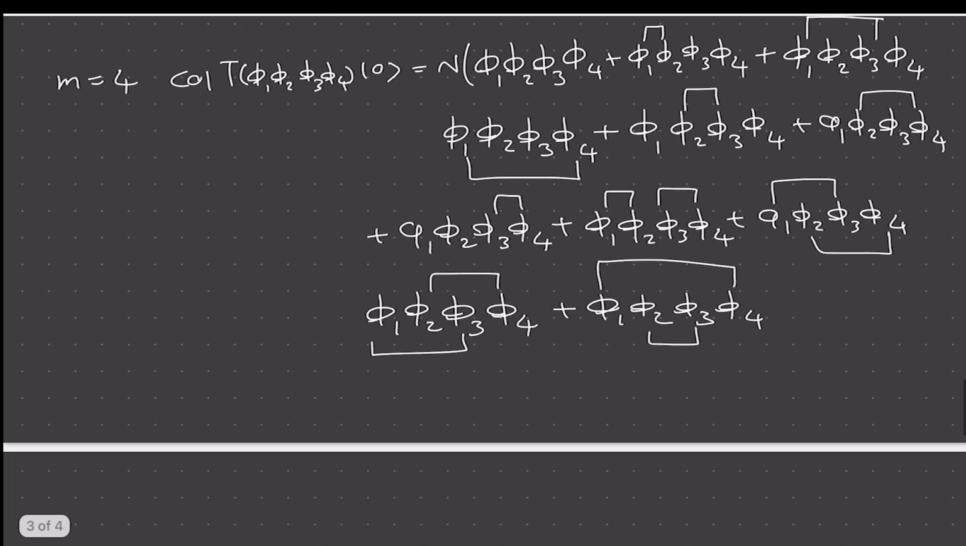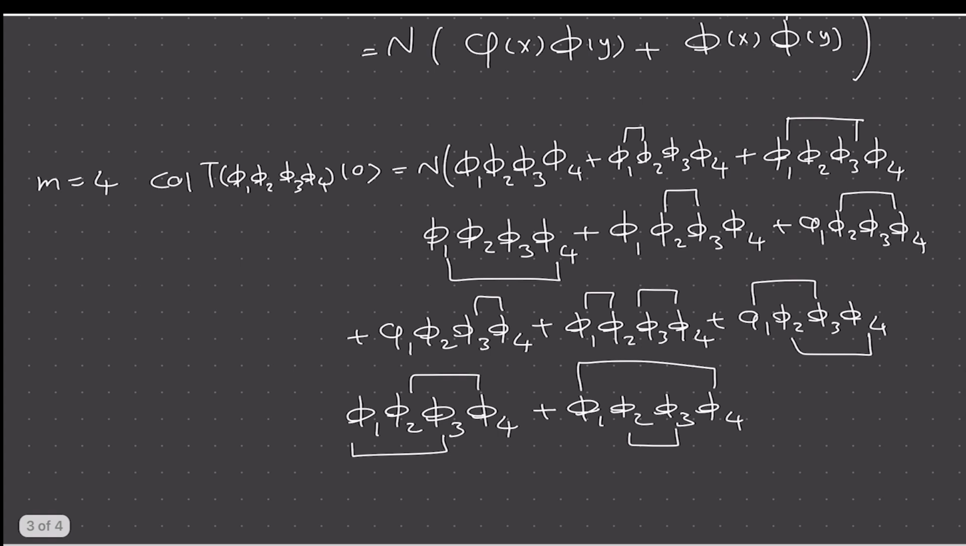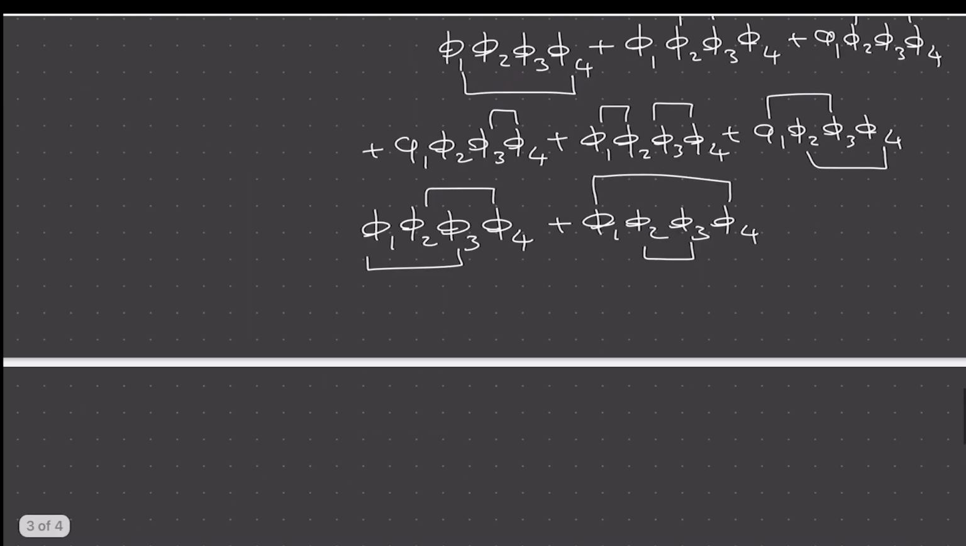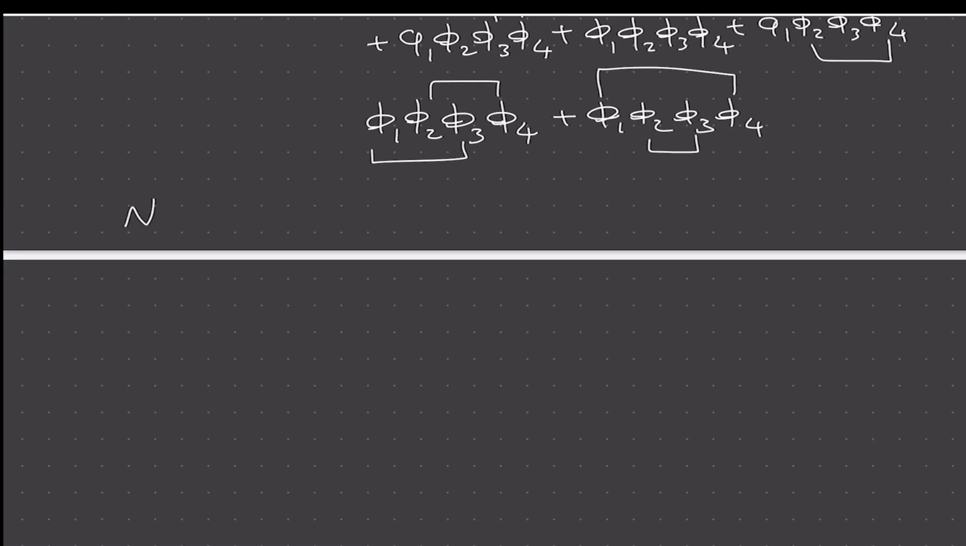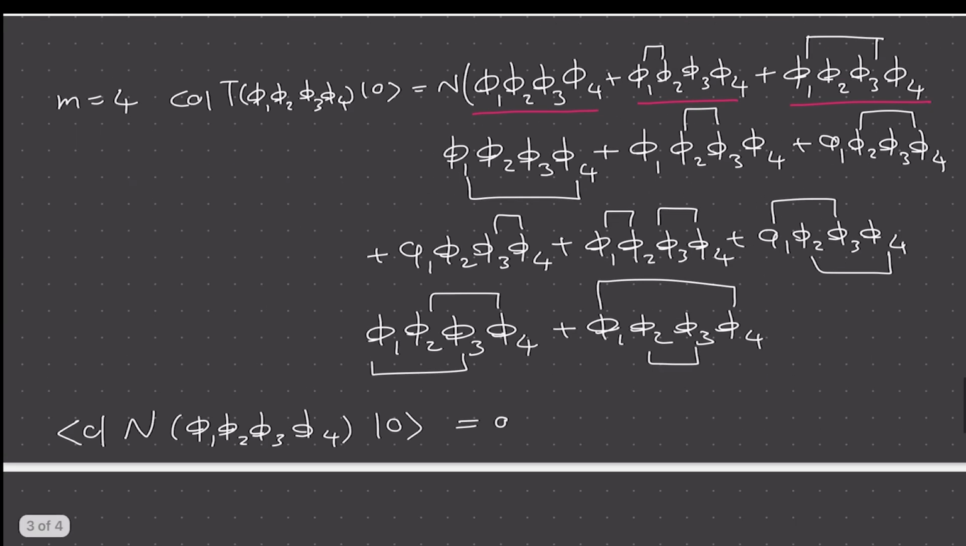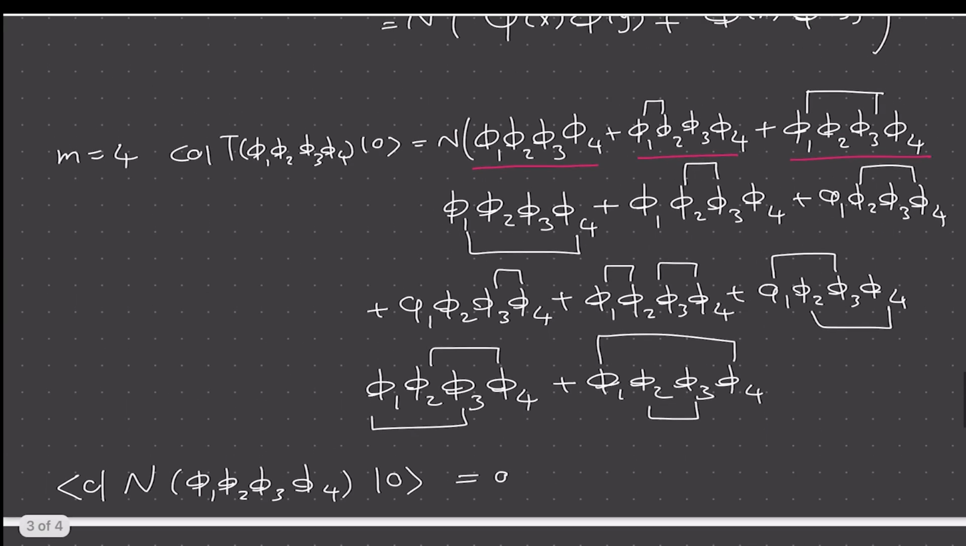So normal ordering is a linear operation, so it can go inside of each term. We can easily prove that you can have normal ordering of each term. And the whole point is that the expectation value of the normal ordering of phi 1, phi 2, phi 3, and phi 4 is going to be 0, right? So the first term here is going to be 0.